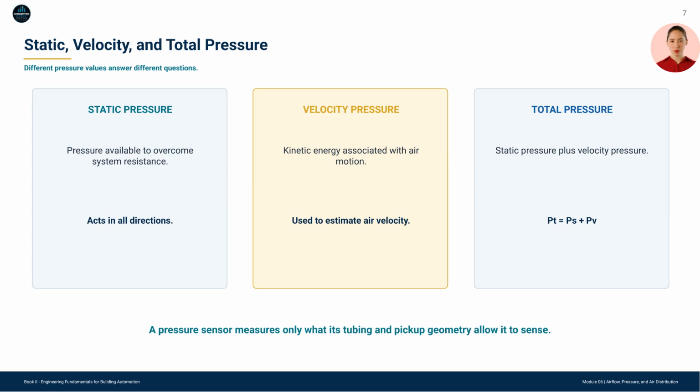In the field, the most important point is this. A transmitter does not magically know which pressure you wanted. It reports what the tubing, pickup, orientation, and reference connection deliver to it. If a pickup faces the wrong direction, if tubing is reversed, or if the sensor is mounted in a turbulent area, the number may look precise but still be wrong.